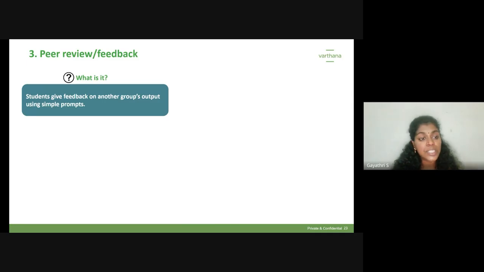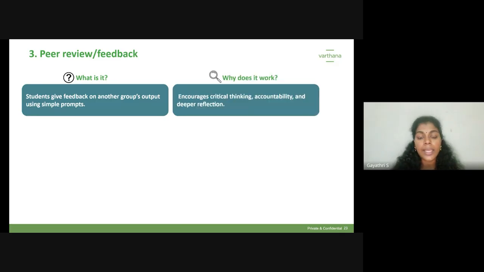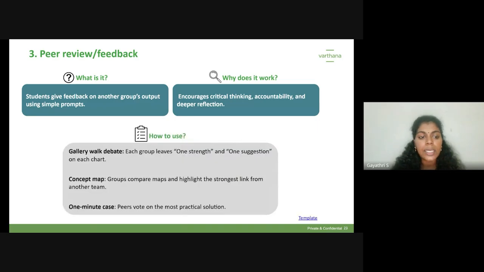Here you are encouraging students to give feedback to another student so that they have listened to other groups' input as well, and they are able to evaluate them basically. Okay, so this not only helps them with critical thinking, but also makes them accountable and gives a deeper reflection. How can you use it? Under gallery work or debate, you can ask the group to leave one strength or one suggestion.